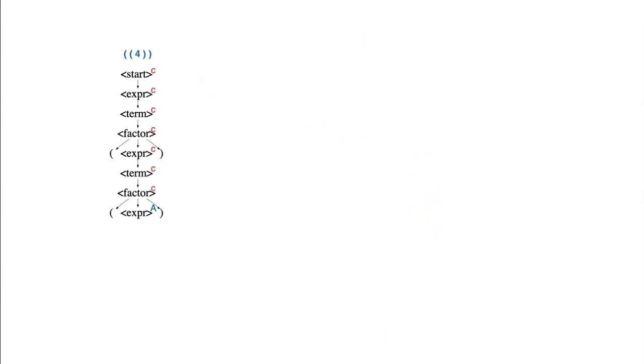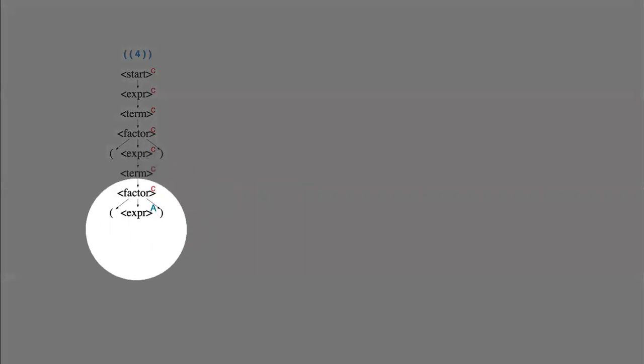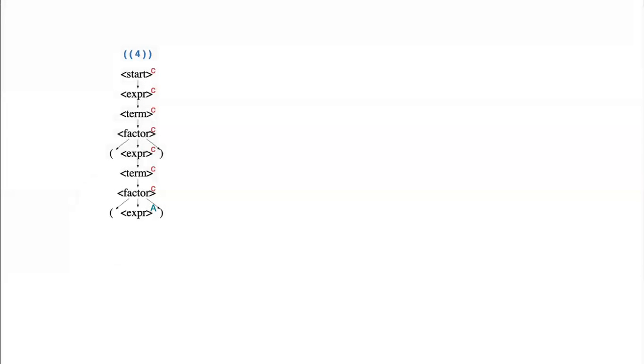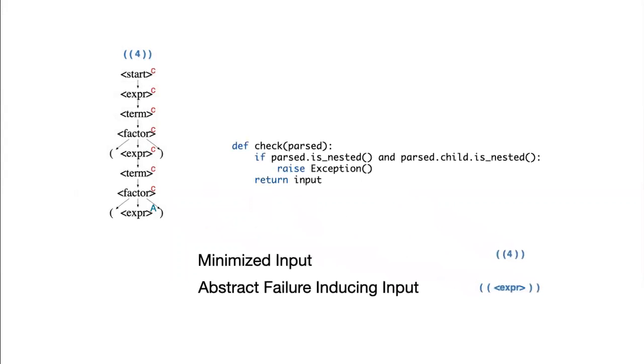Here, we can see that only the last EXPR could be replaced by randomly generated trees. So we mark that node as abstract and all other non-terminals as concrete. Then we collapse the tree and leave the abstract node as is. And you can see that our abstract pattern precisely captures the predicate. That is, the failure is caused by double nested parentheses.